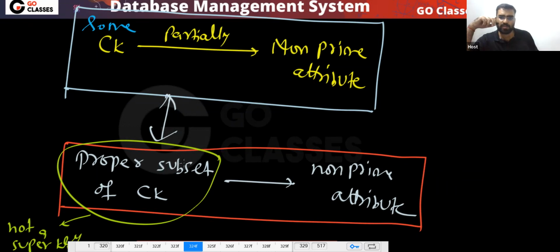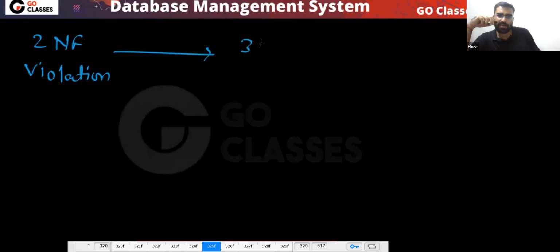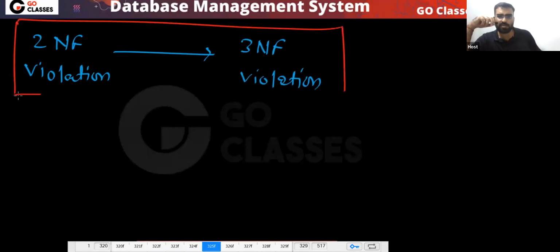And this is a 3NF violation also. Can you notice this is a 3NF violation also? Yes or no? So can I say that a 2NF violation implies a 3NF violation? If you have a 2NF violation, then automatically you have a 3NF violation, right? Yes or no?